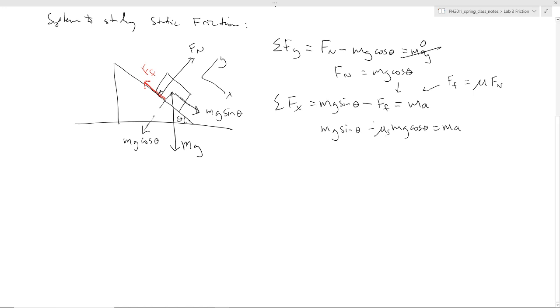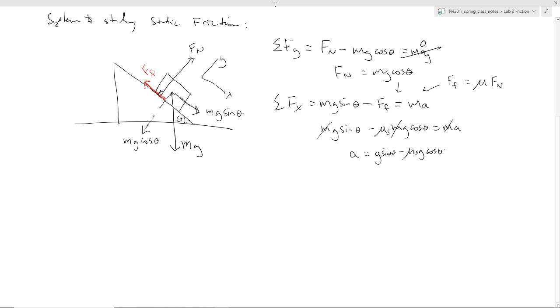Another thing to notice here, m, the mass of the object, is appearing in all three terms here, so that we can divide by m and cancel that. And then we're left with an expression for the acceleration. The acceleration is going to be g sine theta minus mu times g cosine theta.